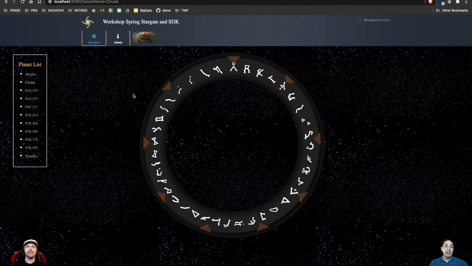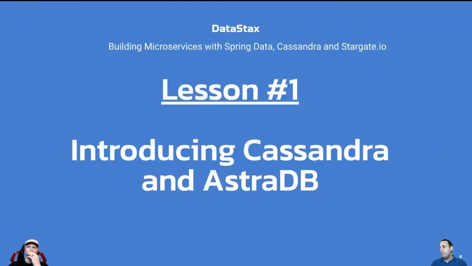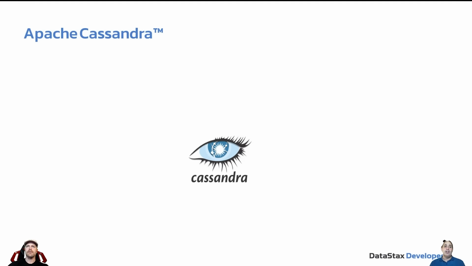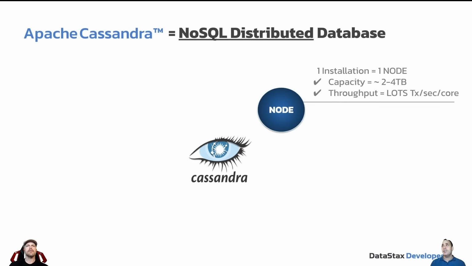So let's get started. What I would like to do now is to start with lesson 1, introducing Cassandra and Astra DB. So before even starting the application, we need a database. So that database for today will be Apache Cassandra, created by Facebook more than 10 years ago. It's a NoSQL distributed database. So you can install it on a single machine, single node, and have about 2 to 4 terabytes of capacity, depending on your use case, and a lot of transactions per second and per core, multiple thousands.